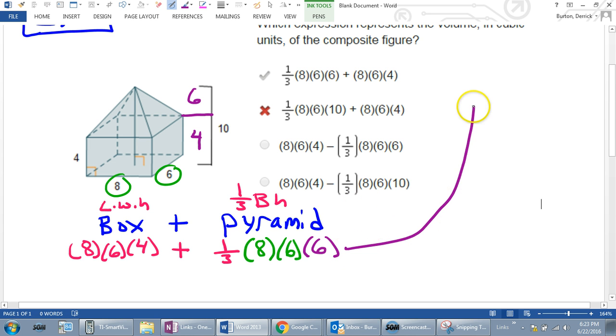So compare that to option number 1. Now they sort of have the order of these reversed because it doesn't matter the order in which we add. But notice they have 1/3 8 times 6 times 6, and we have 1/3 8 times 6 times 6. Notice that they have 8 times 6 times 4, and we have 8 times 6 times 4. So it's the same.